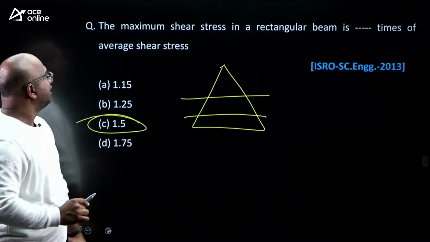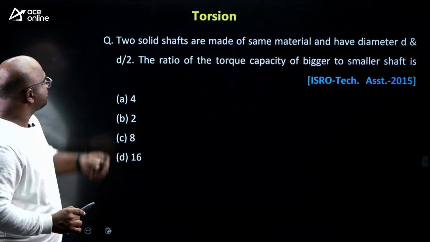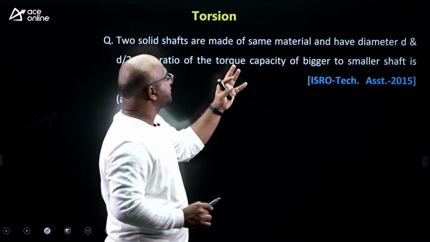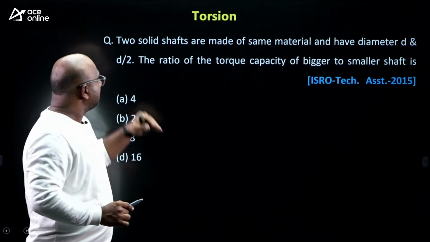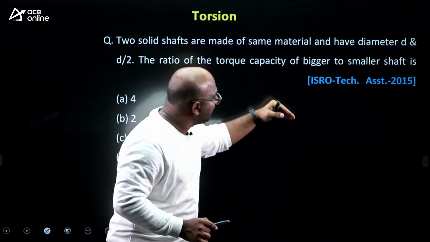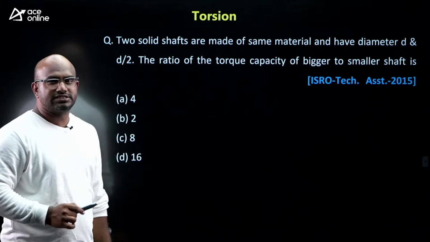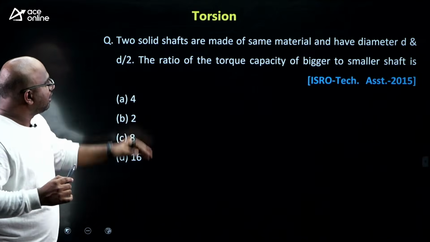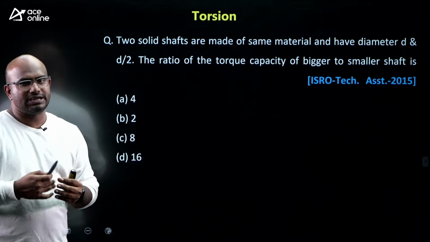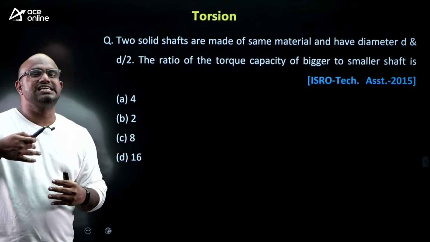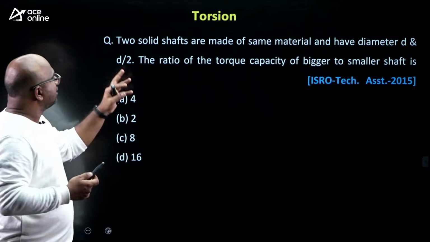1.5 times of tau average, guys. Next, two solid shafts are made from the same material and have diameters d and d by 2. The ratio of torque capacity of the bigger to the smaller shaft is how much, guys? What is the ratio of torque capacity? How can you find out torque capacity, guys? He is asking about the twisting strength.